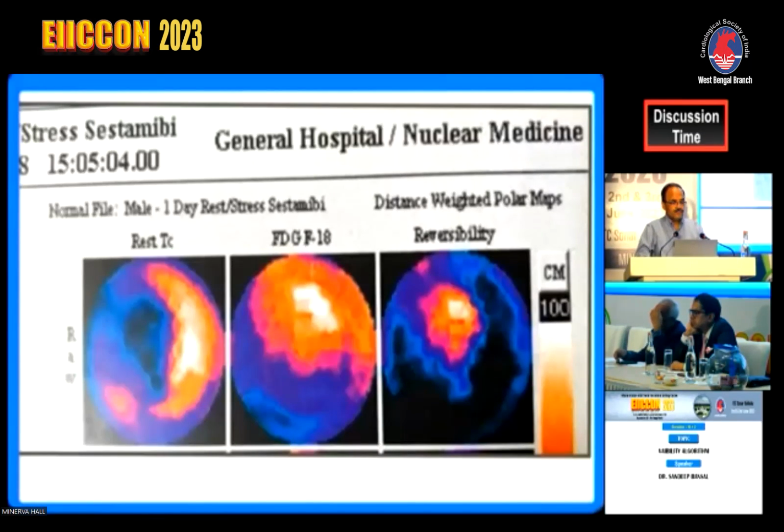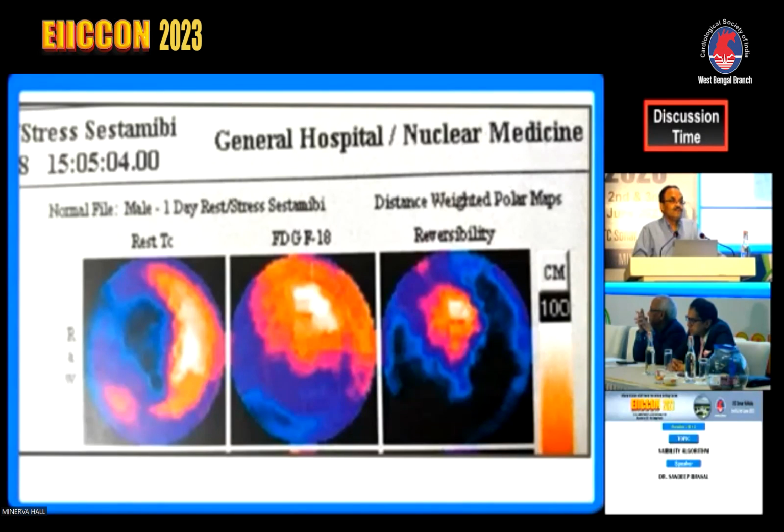This is a slide which I've taken from one of my presentations for the CSI. I was asked to show a case where nuclear imaging had been done. And this was a 45 years old male who had an anterior wall MI. And this guy drove his car for 13 hours from the border of Chhattisgarh all the way to Vijayawada in Andhra Pradesh. And his angiography was done.